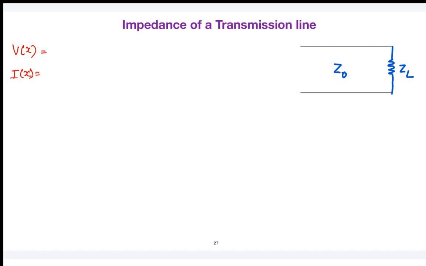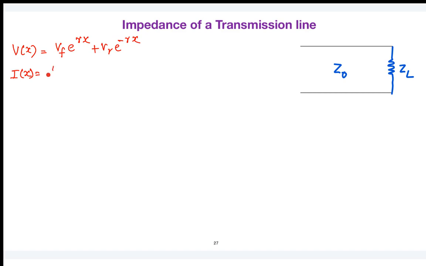It is only the mathematical derivation part, so let us go through it one time. If you recollect the equations for voltage and current that I have given, the voltage will be the sum of the forward voltage plus the reflected voltage. And similarly, I have also given the equation for the current.